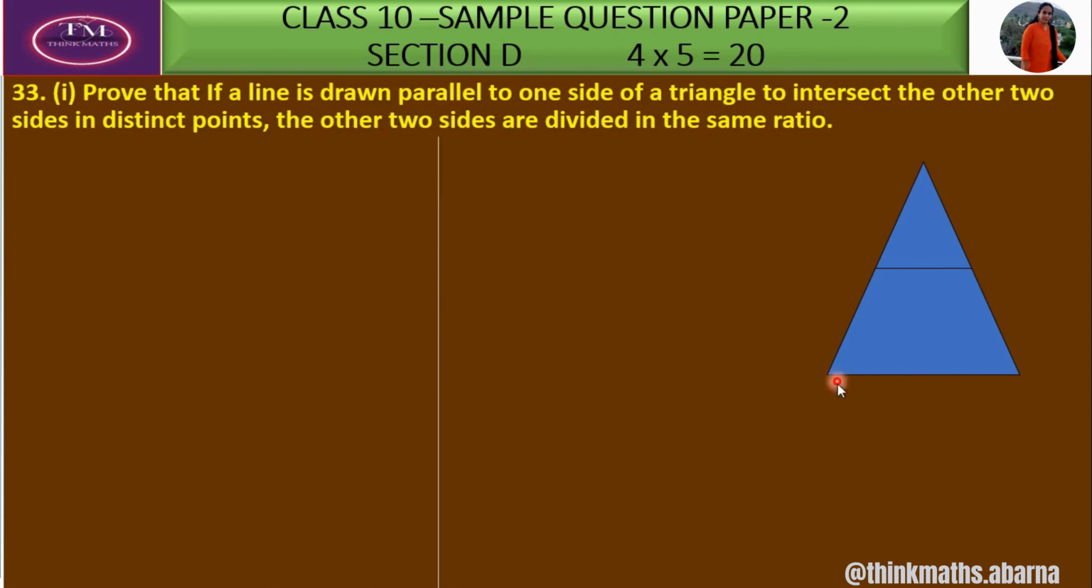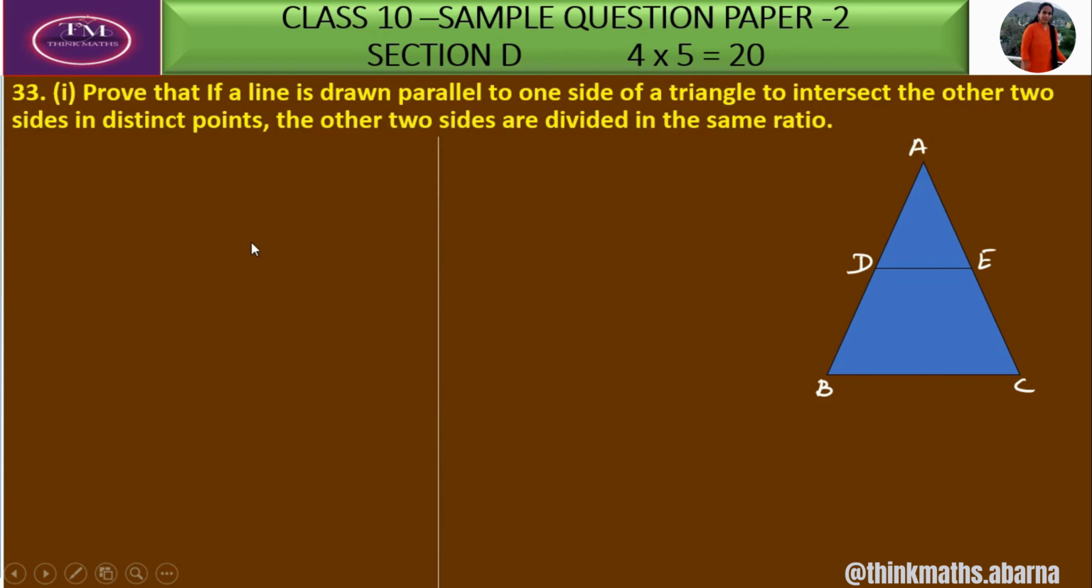So we have to take a triangle. Here ABC is a triangle and there are points D and E; join these points. This DE is a line drawn parallel to one side of the triangle. So DE is the line parallel to BC, which intersects AB at D and AC at E. This is given. What we have to prove is that the other two sides, AB and AC, are divided in the same ratio. We have to prove AD by DB is equal to AE by EC. This is nothing but the BPT theorem.